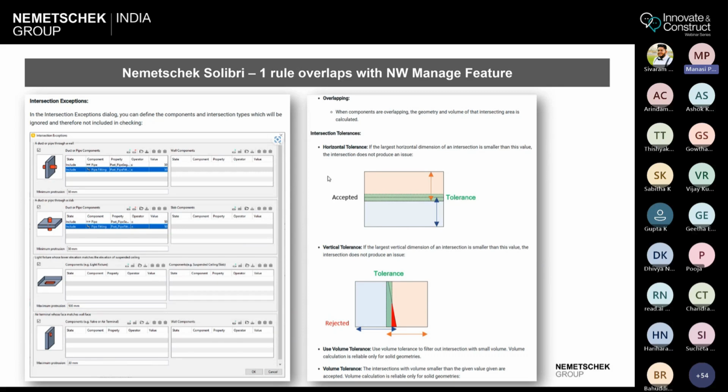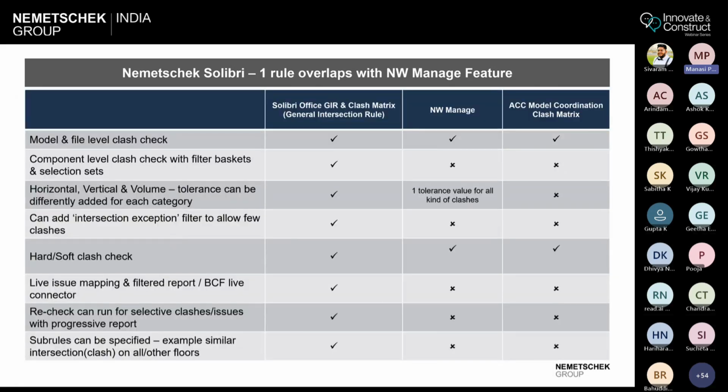You can really flag all this to a detail level in Solibri. So to give you a comparative analysis between all the clash management tools that are available like ACC or Navis, this is the clear comparison of what all you can have. You can have an interception exception wherein examples like core cuts or recessed lights can be avoided. There is a rule, sub rule mechanism also in Solibri.